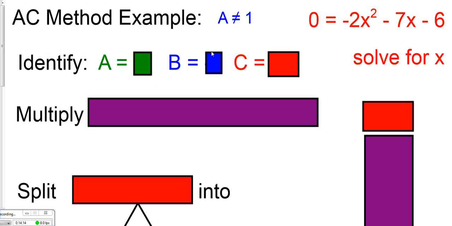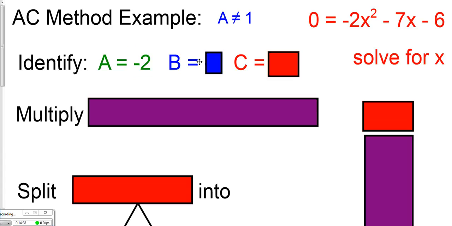We're going to do another example. In this case, though, your a is not 1. A lot of times we run into our standard form where our a value is 1 and things go way easier. Sometimes you won't have an a value of 1, so we're going to try an example where it is not. We have negative 2x squared minus 7x minus 6.